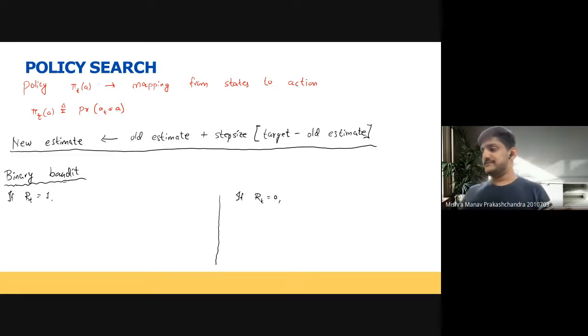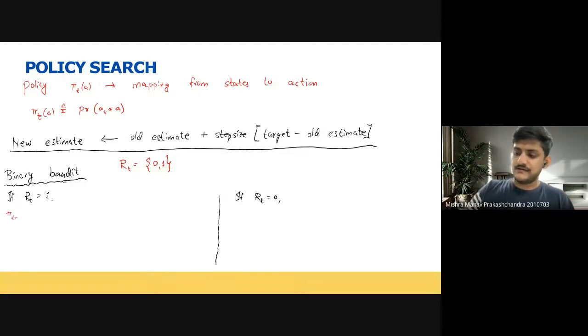So to start with a simple example for policy search, let's say we have a binary bandit. This binary bandit has a reward of either 0 or 1. So I basically have two cases. First, if reward r t is 1, and second, if reward r t is equal to 0. So how does the update look for r t equal to 1?